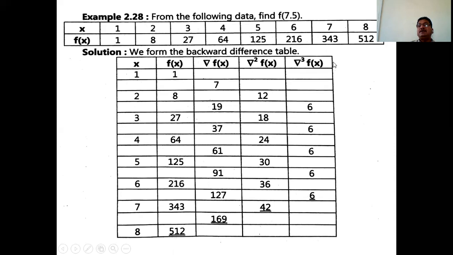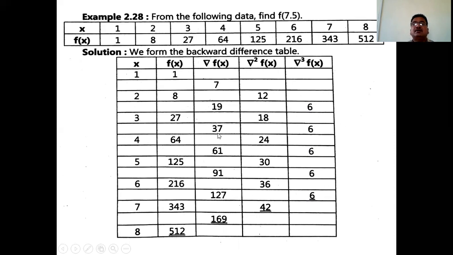because if you find del raised to 4 fx, then what are the entries in that? 6 minus 6, 0, 0, 0, 0. All the entries in the further columns are 0, and therefore terminate the table at this stage, at this column. That is, if at any stage all the entries in the column are the same, then no need to find further columns.